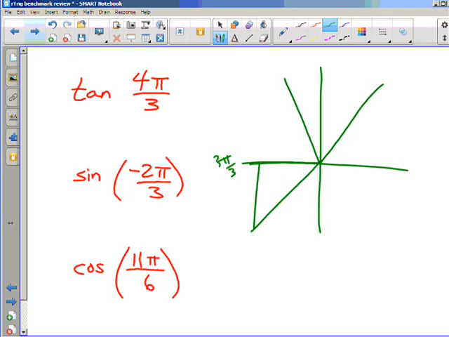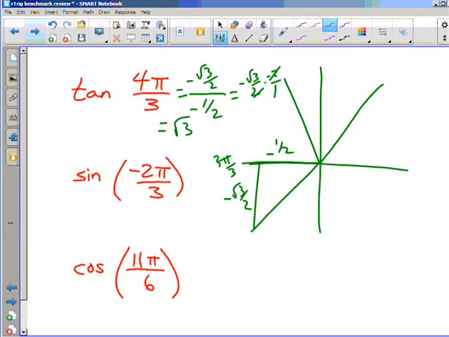The reference angle would be like a 60 or a pi over 3. And down here tangent's positive. And we would get, this is the short side, -1/2, and -root 3 over 2. So we would get opposite over adjacent. Negative over negative is positive. Rather than dividing by a fraction, we can multiply by the reciprocal, -root 3 over 2 times -2 over 1. The negatives cancel and the 2's cancel. We get positive root 3.